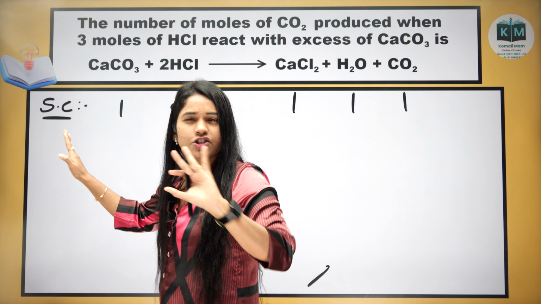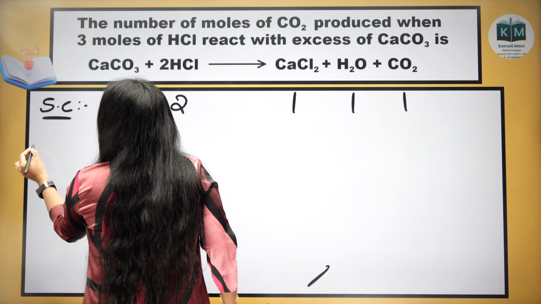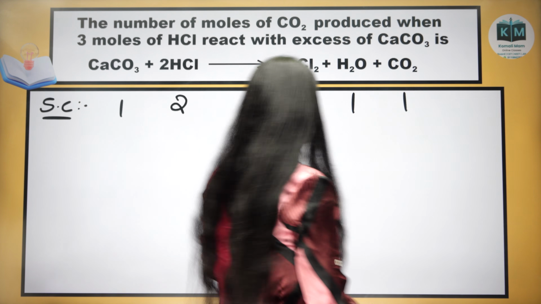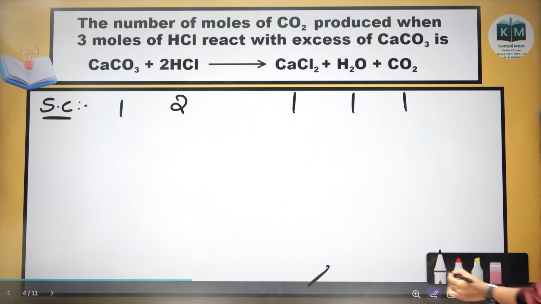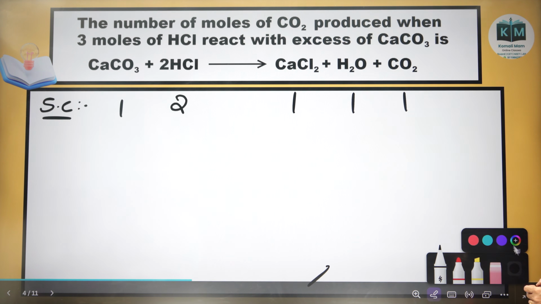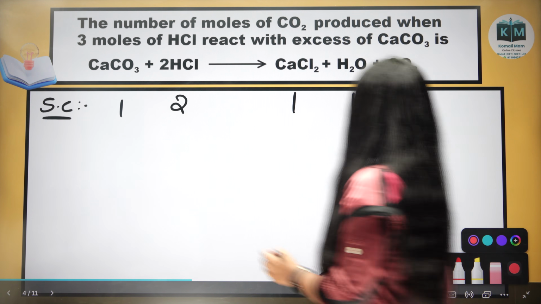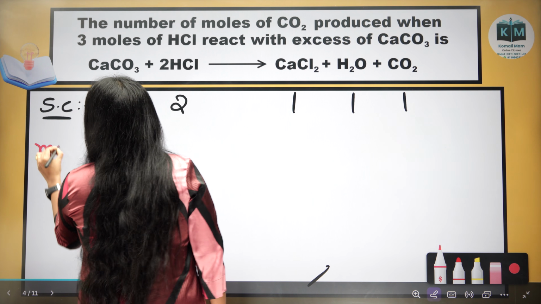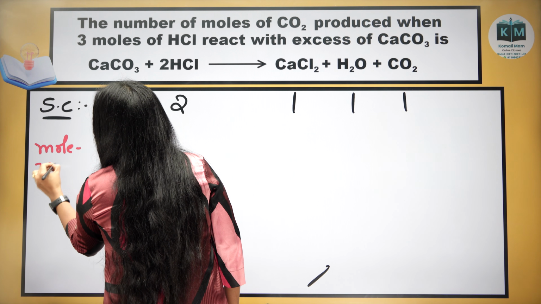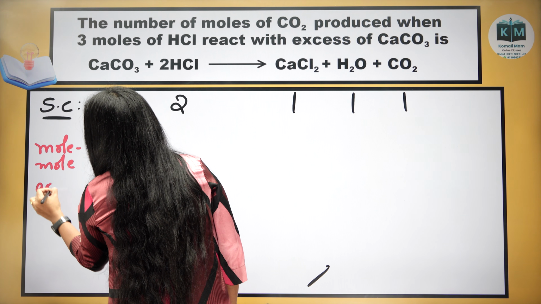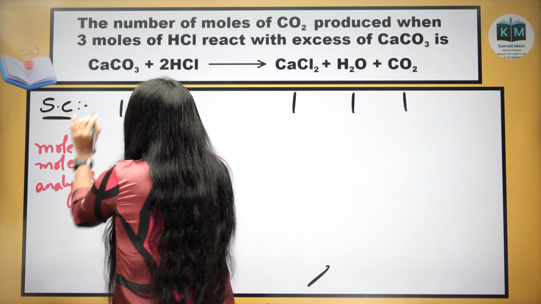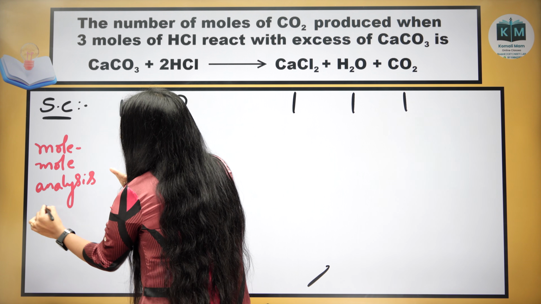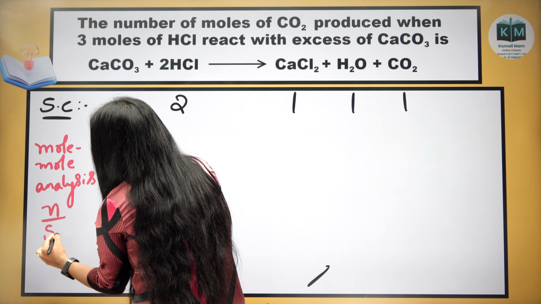This is step number 1, just to write the stoichiometric coefficients. Step number 2 is, I'll change the pen color, red color. Now I am going to write mole analysis. Ma'am, what is this mole analysis? Very easy. The mole analysis formula is number of moles divided by stoichiometric coefficient.